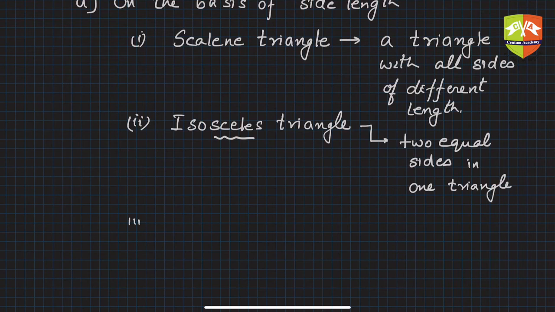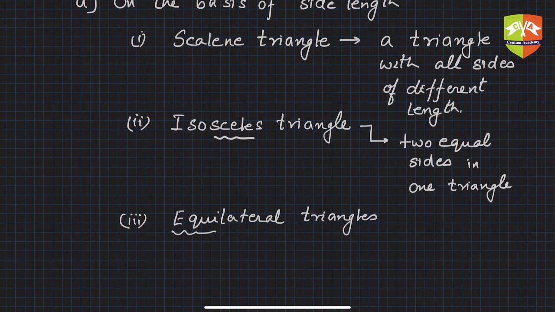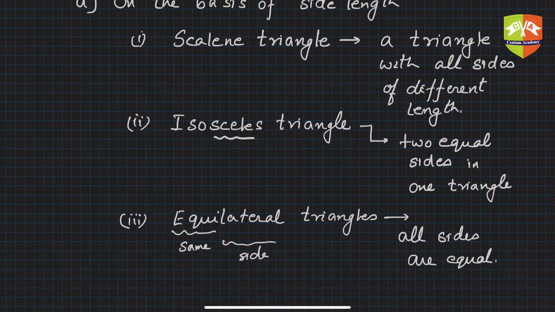And third one is equilateral triangle. As the name suggests, equi means same, lateral means side. So all sides equal. Right, so the definition or identification here is, all sides are equal. This is on the basis of side length.